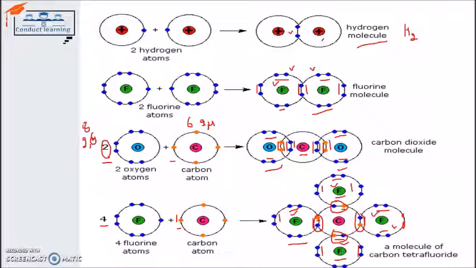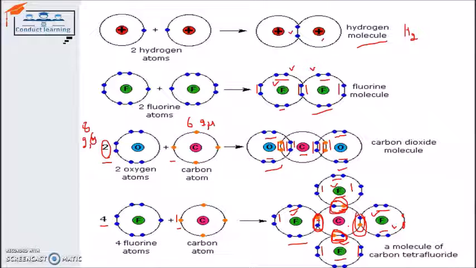Now each fluorine shares its 1 electron with carbon, so that's why the carbon also becomes stable. When it gets 1 electron from one fluorine atom and has 1 of its own, it will have a total of 2 electrons there. The same way, 1 electron from fluorine and 1 of its own, it will have 2 electrons here, and again here. So the carbon will have a total of 8 electrons and it will become stable. That is carbon tetrafluoride. In this way it makes a bond and becomes stable.